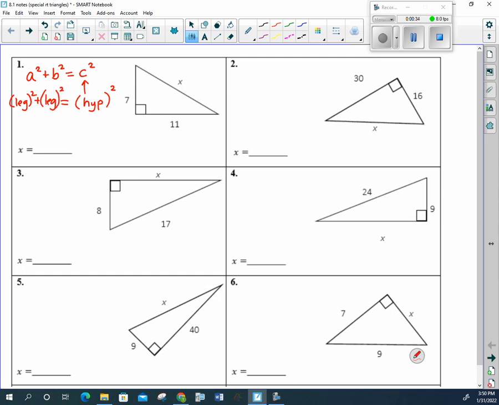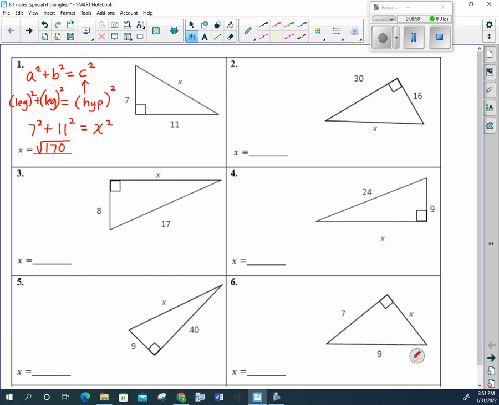Okay, so if I set that up, it's going to be 7 squared plus 11 squared equals x squared. And then you'll go ahead and go to your calculator and figure out what x is going to be. So let's go ahead and put that in. So x is going to turn out to be the square root of 170. And we'll just go ahead and leave it like that.